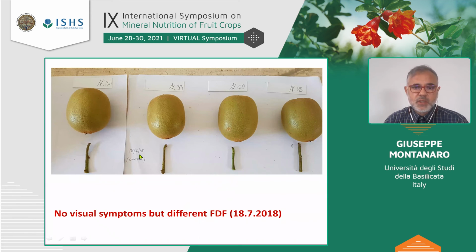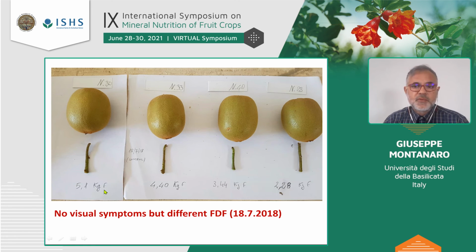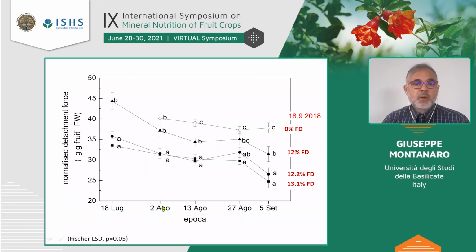But early in the season, you can have no symptoms at all in July, for example, while the fruit detachment force is different, from 5.1 down to 2.3 kilograms. And effectively, when you monitor the fruit detachment force along the season, you can see that the groups differentiated close to the end of the season are already separated at the beginning in July.